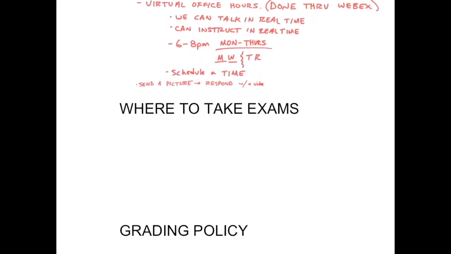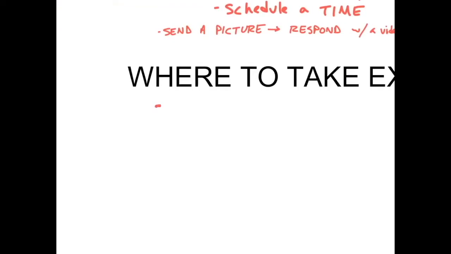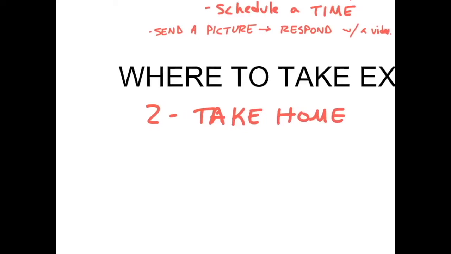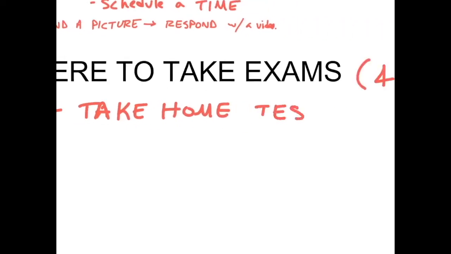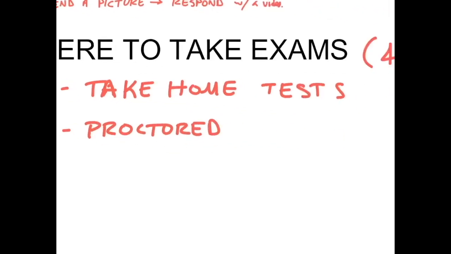One of the things that we got to talk about is where to take exams, okay? You are going to take 4 total assessments, okay? 4 total assessments, all right? 2 will be take-home exams, okay? 2 are take-home. And we're going to call those tests. So 2 take-home tests. Okay. And then you will take 2 proctored exams. And a proctored exam means that you have to go to a CMC location.